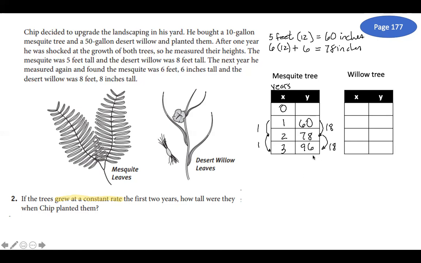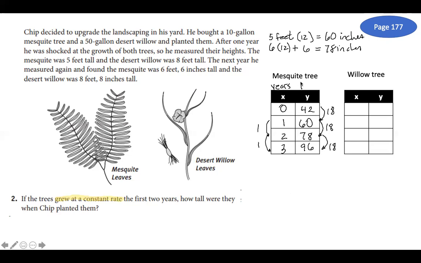So we can check. At the end of next year, we can see if it's 96 and then we'll know whether it was growing at a constant rate. But I can use this constant rate to go back in time and figure out how tall it was when he planted it, right? I need a number that I would add 18 to and get me to 60. Or I could think of 60 minus 18, and that's going to be 42 inches.